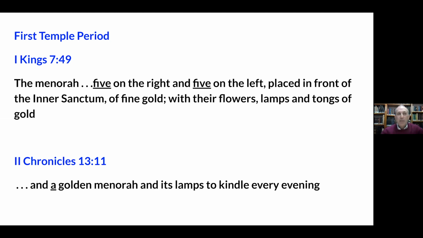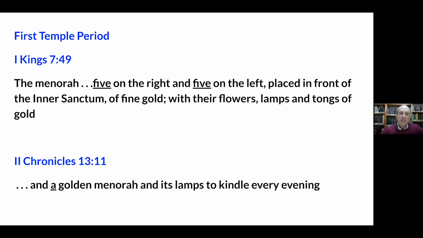In the first temple period, what's described in the first book of Kings is the following. The menorah, there were 5 on the right and 5 on the left, placed in front of the inner sanctum of fine gold with their flowers, lamps, and tongs of gold. Okay, again, this is describing what existed in the first temple. It seems that there were minimally 10 menorot, 10 lampstands that were there existing, standing in the first temple.